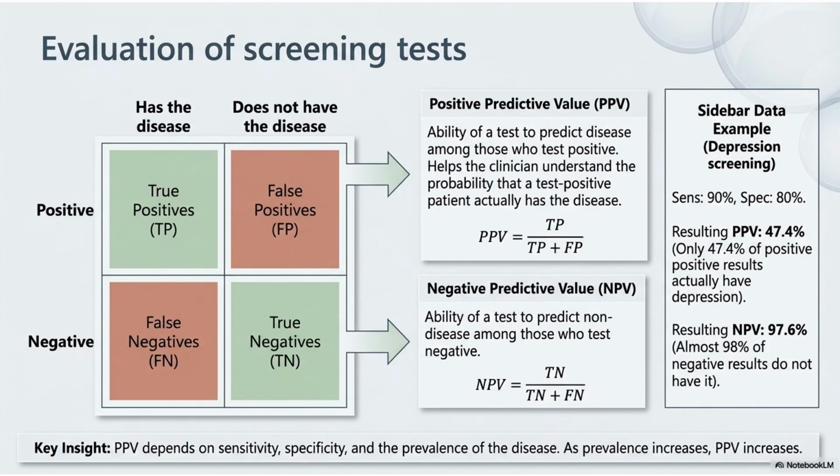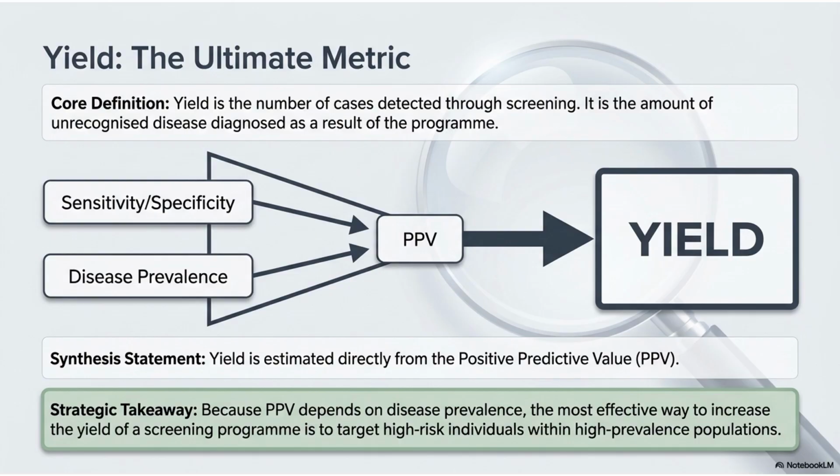So like that, we should know how to interpret a report with the help of positive predictive value and negative predictive value. And the last thing is yield of a test. Yield is the number of cases detected through screening. Say for example, if we are conducting a screening campaign in a particular village, with the help of that screening campaign, how many cases we are detecting is the yield. So it is the amount of unrecognized disease diagnosed as a result of screening program. This yield will depend upon disease prevalence in the community.